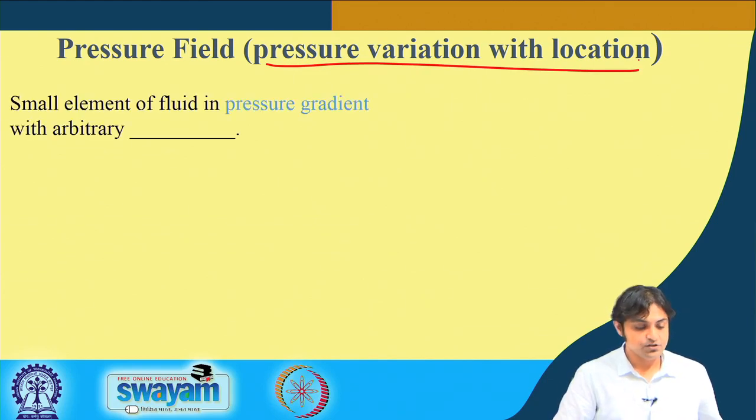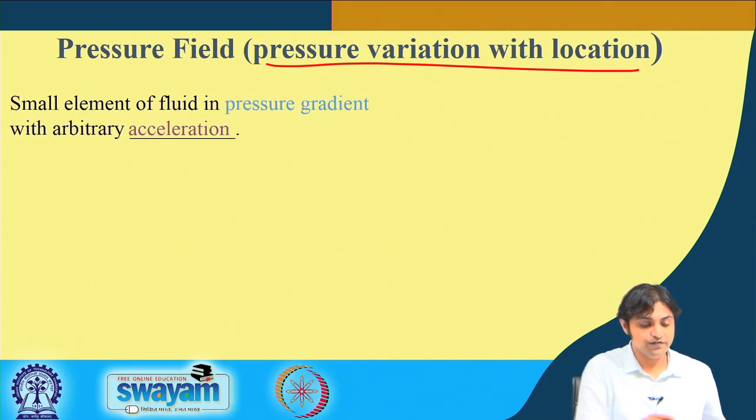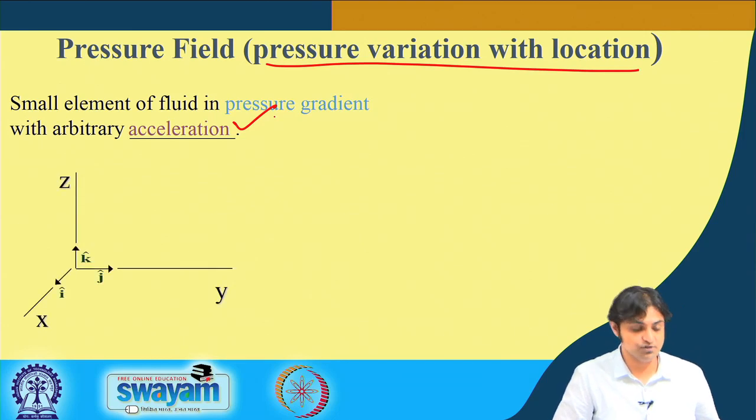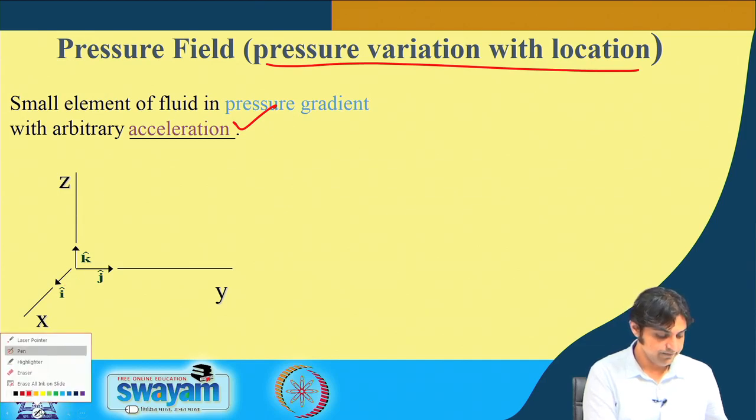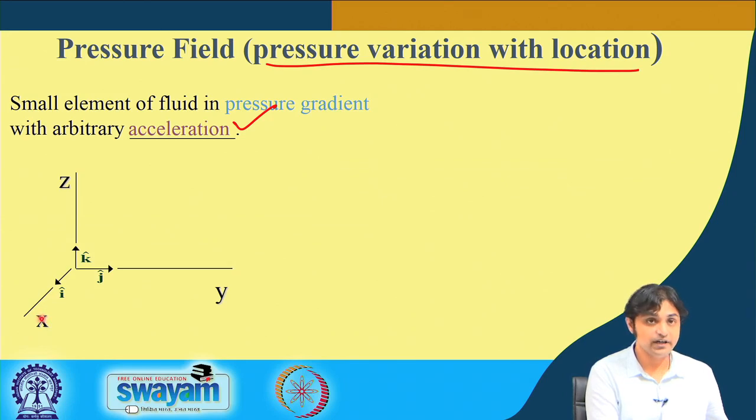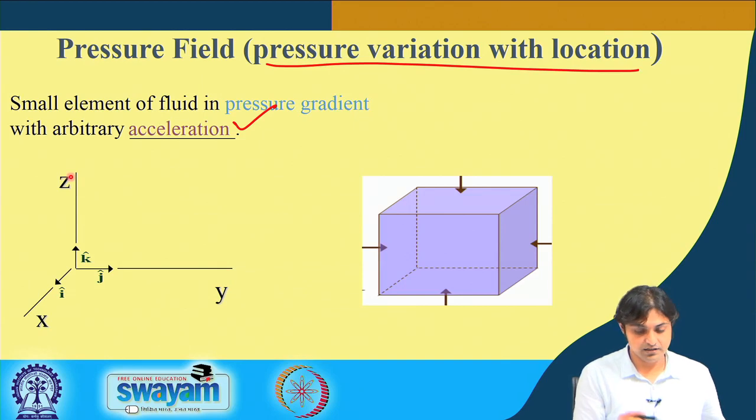We assume a small element of fluid in a pressure gradient with an arbitrary acceleration. That is what our assumption is. We define our axis as x in this direction. So this is the x direction, this is the y direction, and this is the z direction. We are assuming a mass of fluid in cubical format. This is the fluid element.